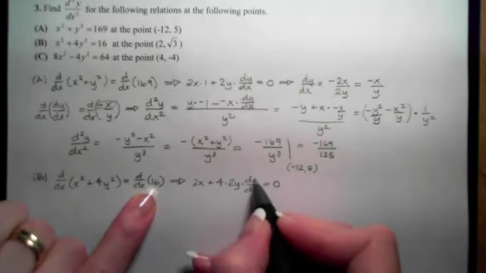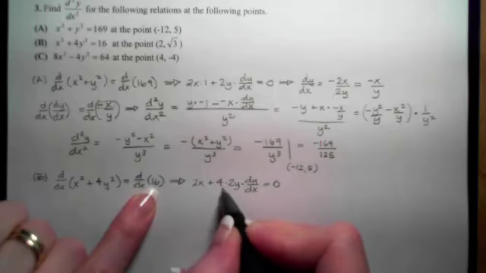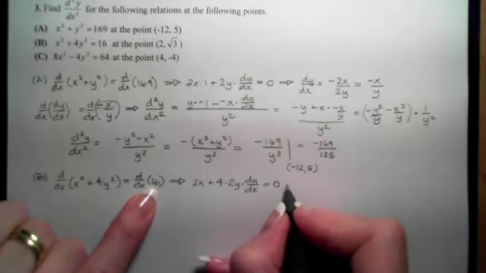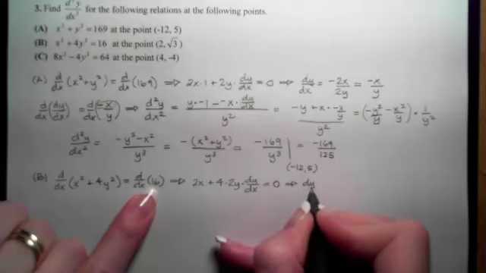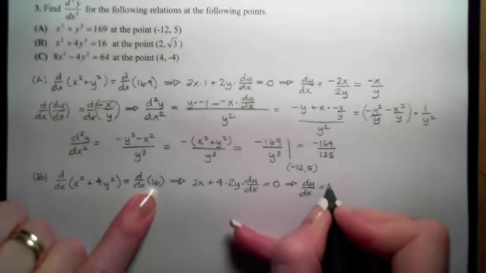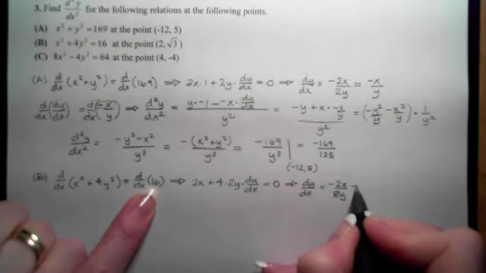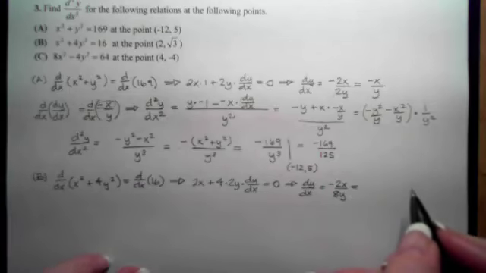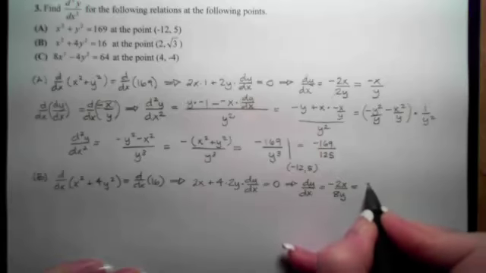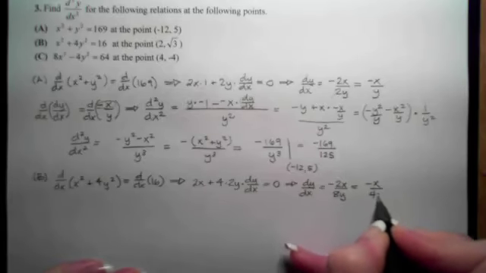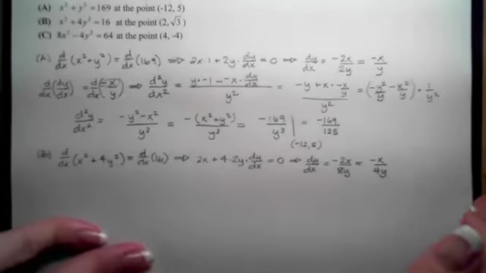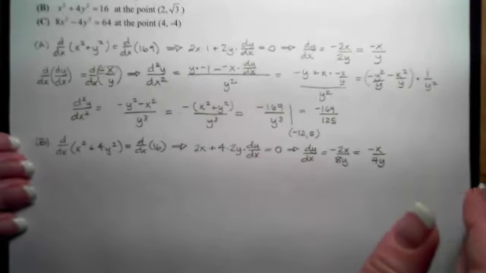If I want to isolate dy dx, I need to subtract the 2x and divide by the 8y. So I'll end up getting dy dx equals a negative 2x over an 8y. Again, before I try to take the derivative a second time, I'm going to reduce this so I get a negative x over a 4y. So now I'm in position to take the next derivative.